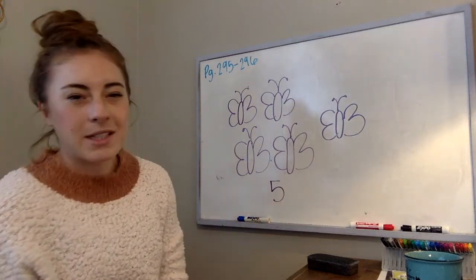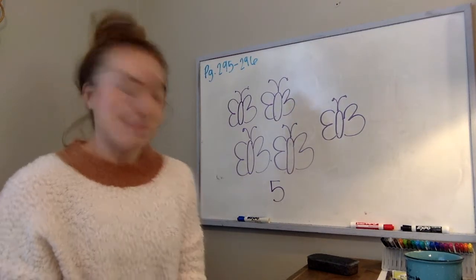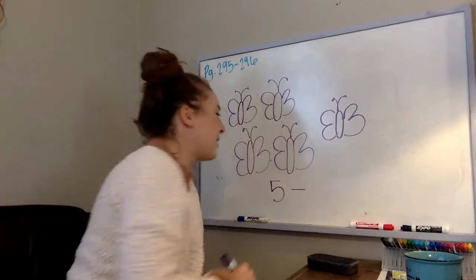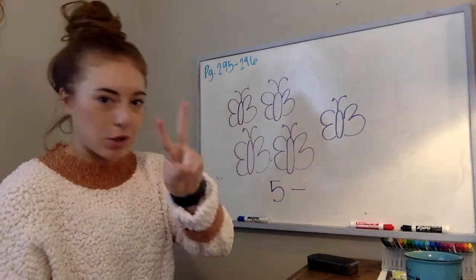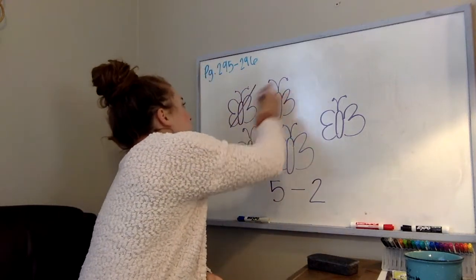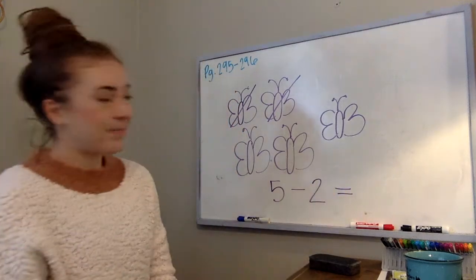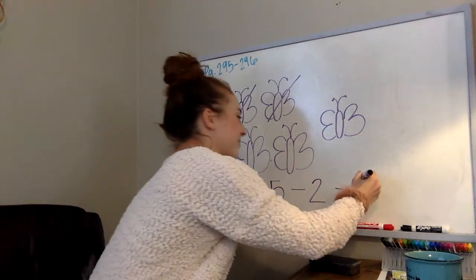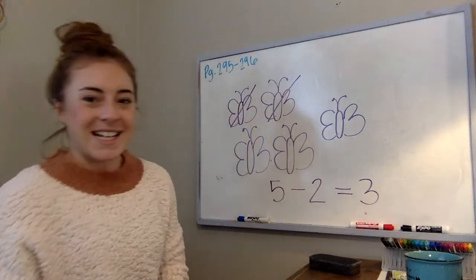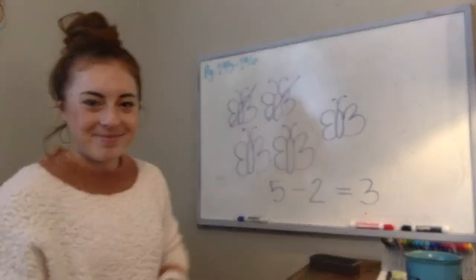So do you think this is going to be an addition or a subtraction problem? Subtraction. How many flew away? 2. So I'm going to cross out 2 butterflies. And how many do I have left? 3. Let's read the number sentence together. 5 minus 2 equals 3.